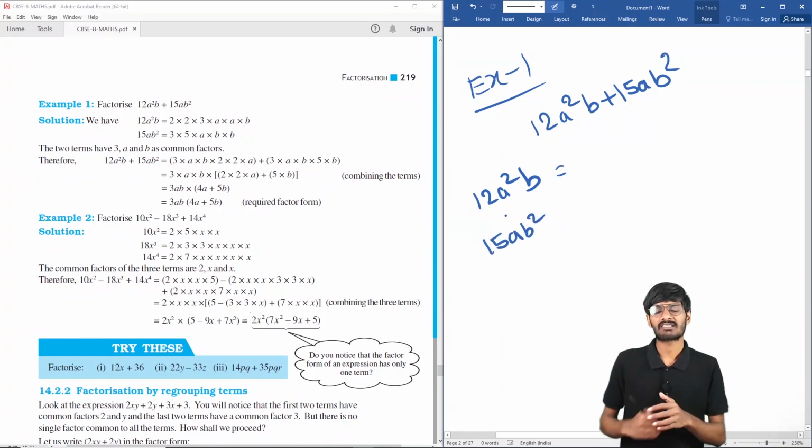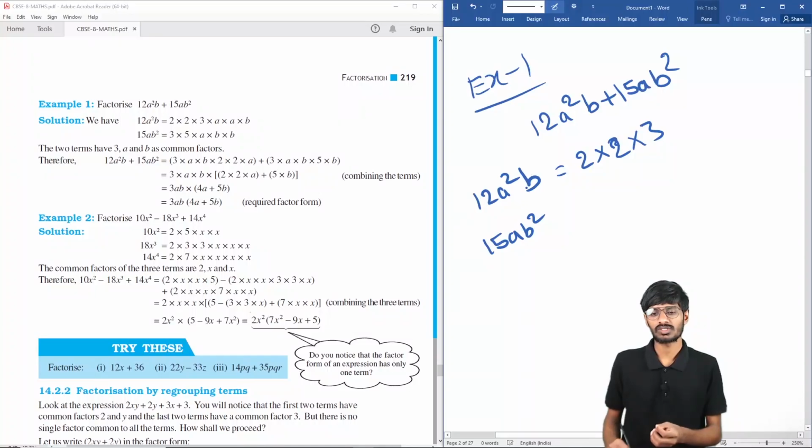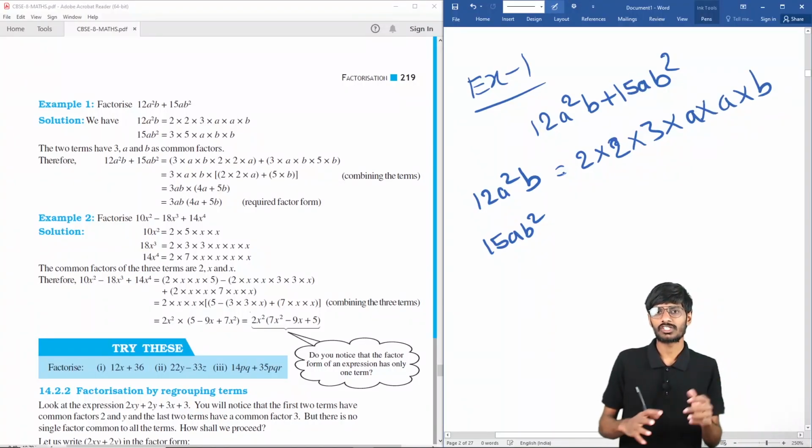So in this 12a square b, how can we write it in terms of factors, irreducible forms? That is, we can write it as 2 into 2 into 3. So 2 fours are 8, 4 3s are 12. So it is the maximum reducible format: 2 into 2 into 3 into a into a into b. It is the most reducible form of this 12a square b.